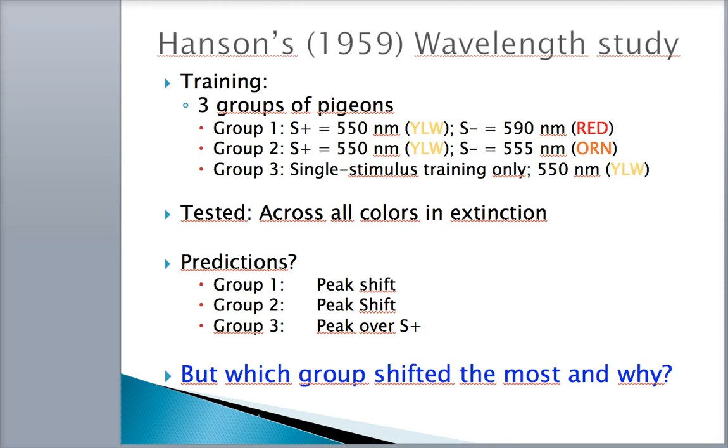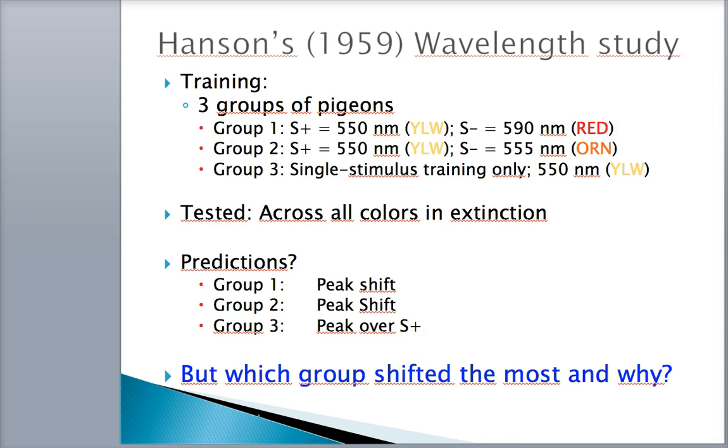Our group 3, our control group, if you will, is a single stimulus training group only, so they only see 1 stimulus. All of the groups have 550 nanometers, a yellow key light, as the S plus. Group 3 has no S minus, and group 1 and 2 both have S minus stimuli, but with group 1, it's a red key light at 590 nanometers. For group 2, it's only slightly different from the S plus. It's 555 nanometers, and so it's sort of yellow-orange. And they tested across all of the colors in extinction after about a week to 10 days of training.